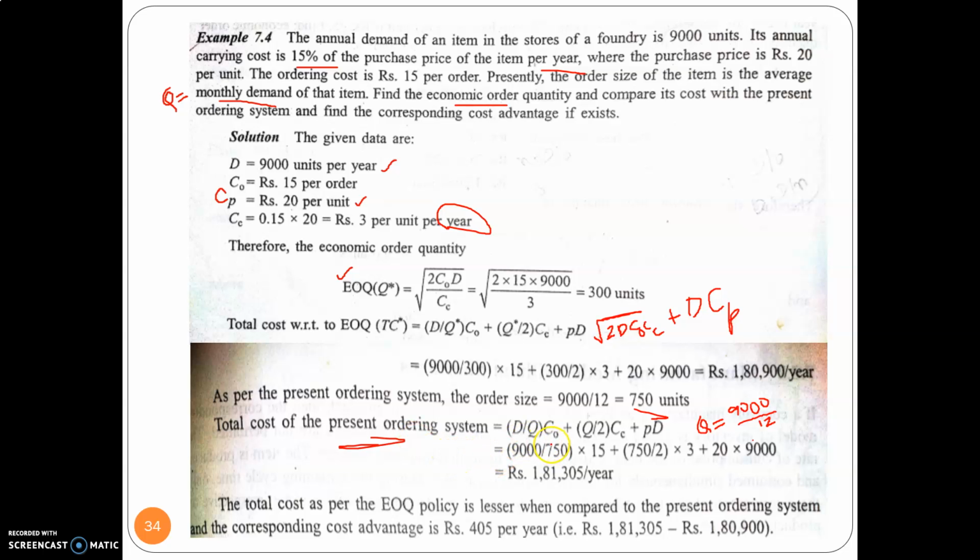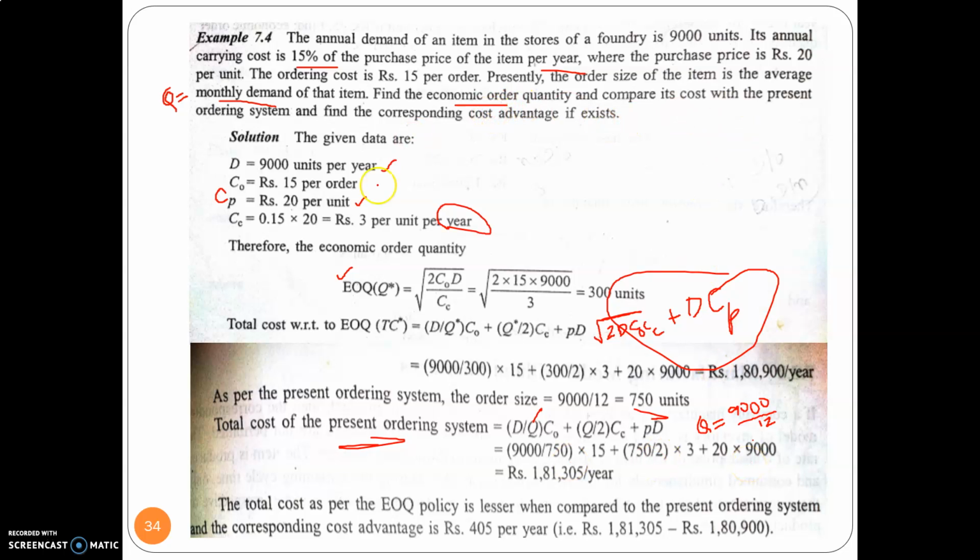The mistake many make is they simply use this formula here, which corresponds to total cost with respect to EOQ. If you are finding the total cost with respect to a different order quantity, you have to make use of this formula only, adding separately the ordering cost, carrying cost and purchase cost. Here, instead of the EOQ 300 units, you will be using 750 units. Please don't make a mistake here. This formula works only when the order quantity is equal to economic order quantity, that is Q star. When the order quantity is different, you have to use this formula only.